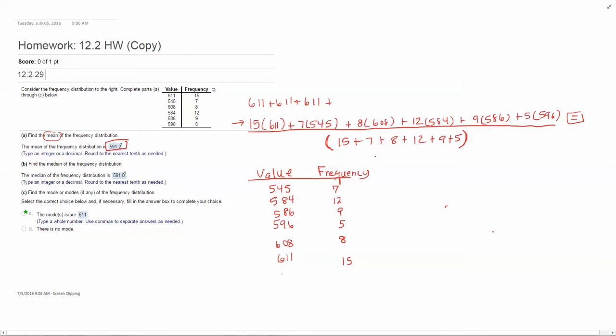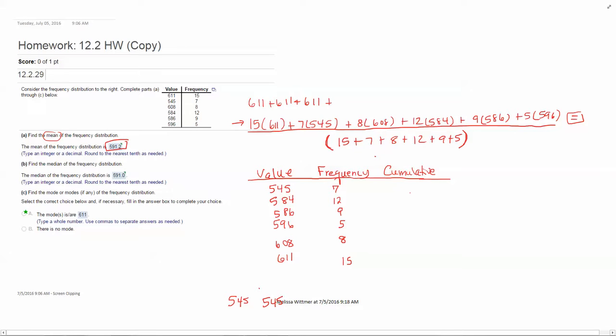If I had a smaller data set, I would actually have the numbers written in a line. For instance, 545 occurs 7 times, so I would have the number 545 written 7 times in a row. But a shortcut, to get a better understanding of where the numbers are after you've written out all 7 545s and are ready for the next one, is to do a cumulative table.